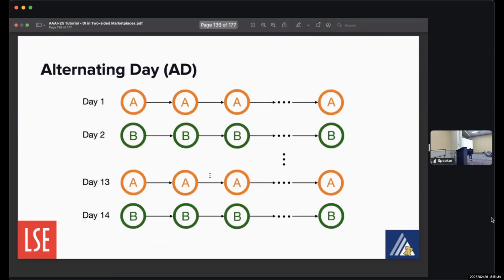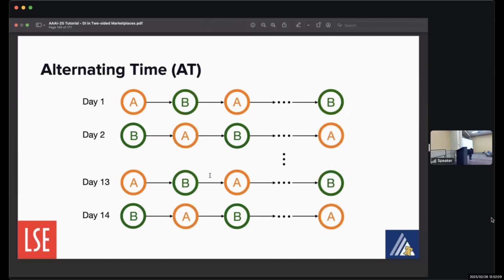Now, in terms of the design, let me introduce some very simple designs that we can consider. The first design corresponds to the alternating day design. Okay? It is very simple. Basically, on the first day, we apply the old policy. Then on the second day, we switch to the new policy. Then on day number 3, we switch back to the old policy, and so on and so forth. So that's a very simple alternating day design, or AD.